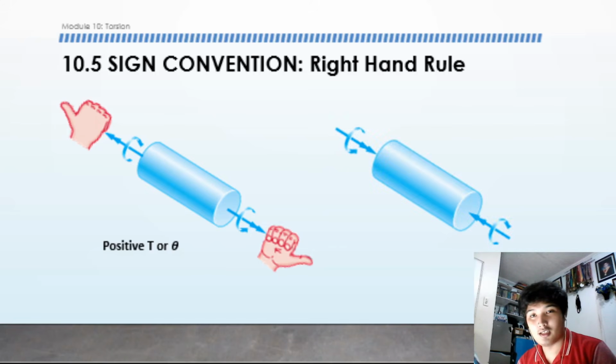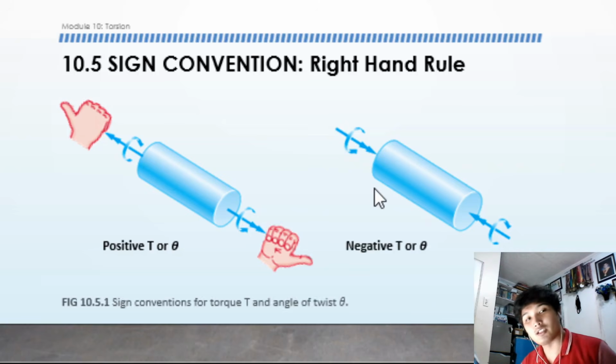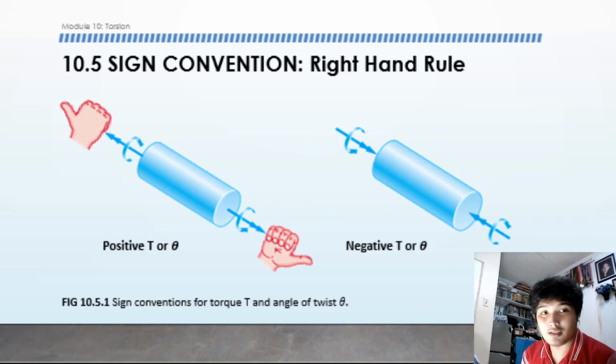Otherwise, kapag ganito naman yung orientation ng mga torque natin, kapag tinry mo i-curl yung daliri mo ng paganito, mapapansin mo yung daliri mo is papaloob, no? Inward naman siya. So pag tinry mo rin siya dito, pag kinurl mo yung daliri mo ng the same na itong rotation na ito, mapapansin mo yung daliri mo is inward. Yung thumb mo magiging inward. So kapag inward yung thumb, therefore negative yung torque or yung angle of twist. Okay?